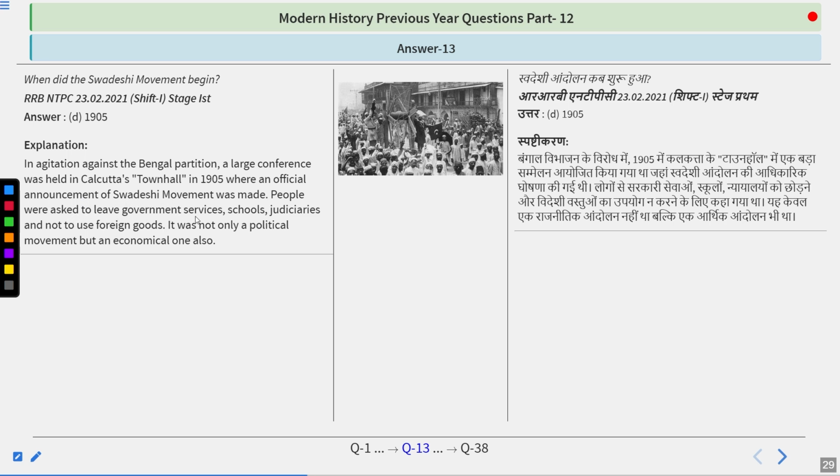People were asked to leave government service, schools and judiciaries, and not to use foreign goods. It was not only a political movement but an economic one also. So try to understand this, it is very important. 1905 was when the Swadeshi movement was started. Rabindranath Tagore wrote the song Amar Sonar Bangla.